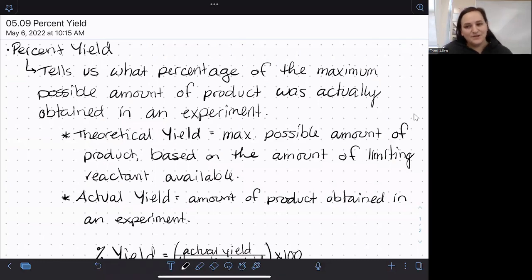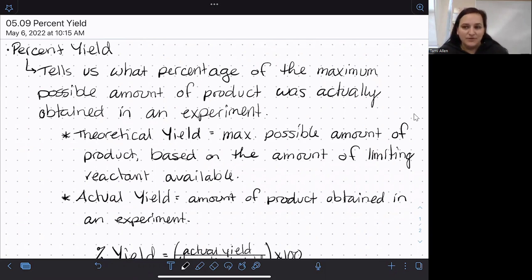In this video, we're going to look at a way that we can assess how a reaction went in the lab. This idea is known as percent yield, and essentially what the percent yield tells us is what percentage of the maximum possible amount of product was actually obtained in an experiment.